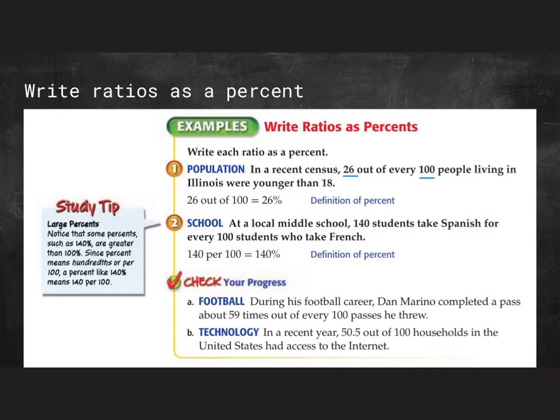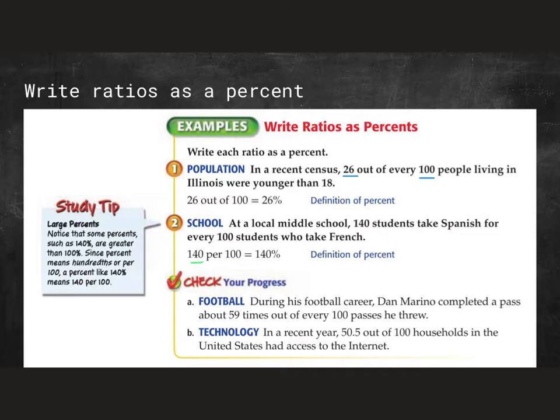At a local middle school, 140 students take Spanish for every 100 students who take French. So that is 140%. We know that because a percent is a ratio out of 100.